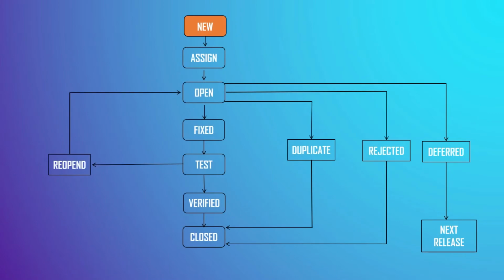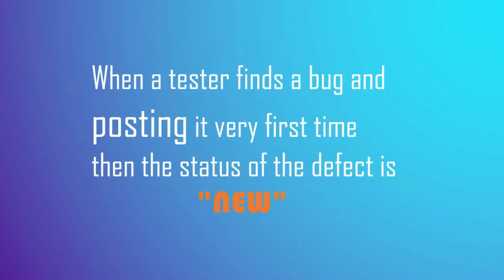New. When the tester detects a new fault, the defect is published by the tester with the status new. The tester should provide a correct defect document to the development team to reproduce and repair.